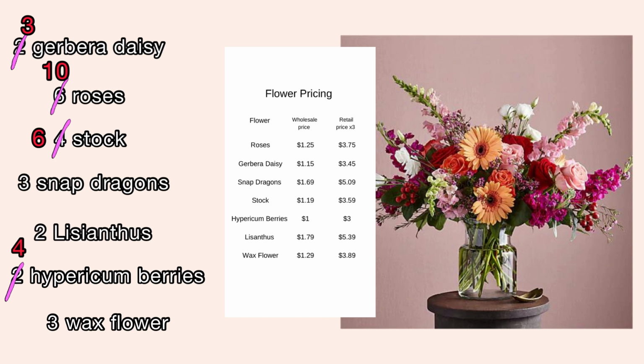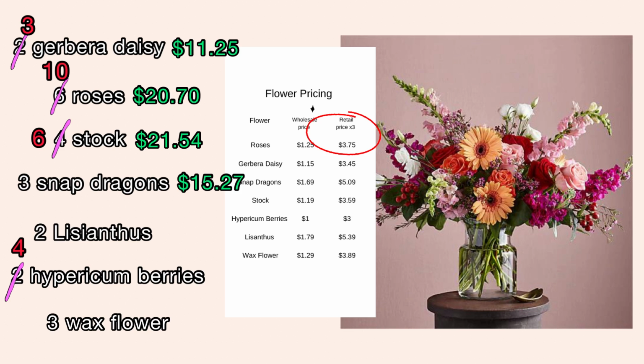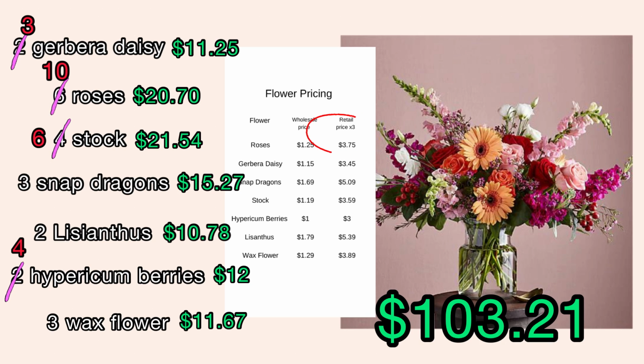So now I'm going to add all the flower stems together and I'm going to see how much this costs before I make any adjustments. I'm referencing the retail price per stem on the sheet and I'm going to be using that side because that is how much I am charging my customer per stem per flower.